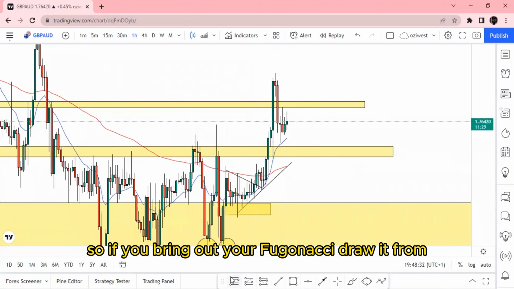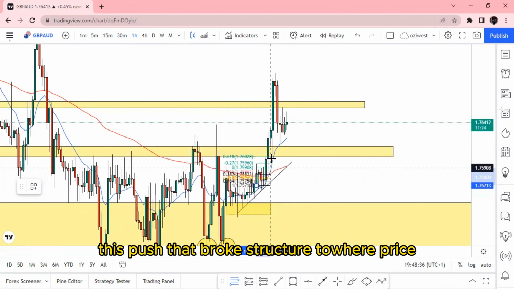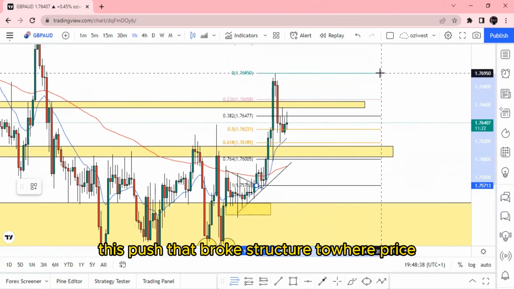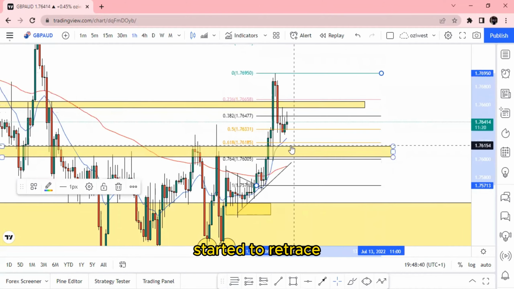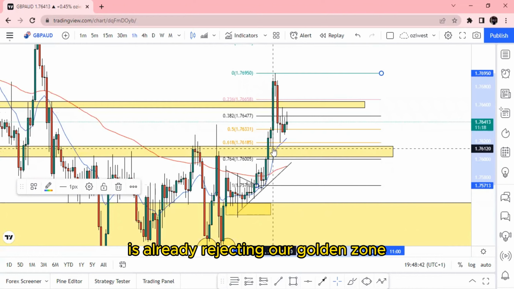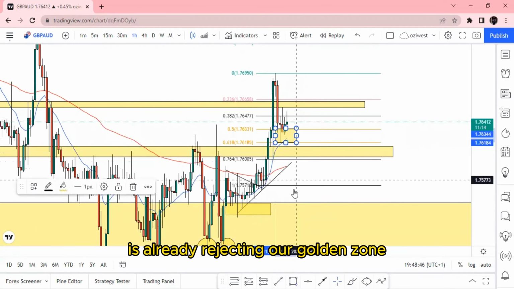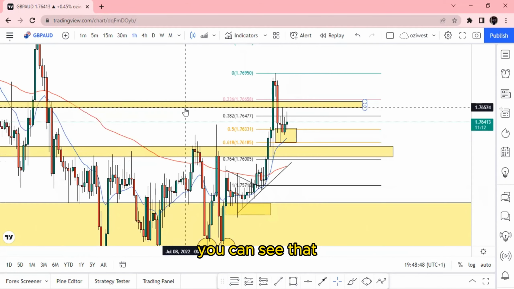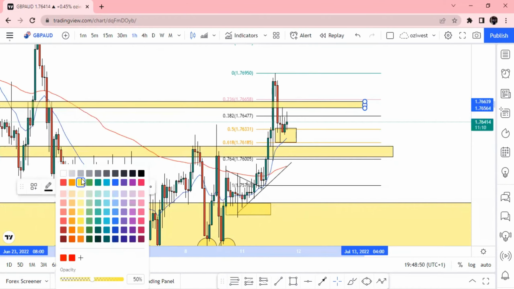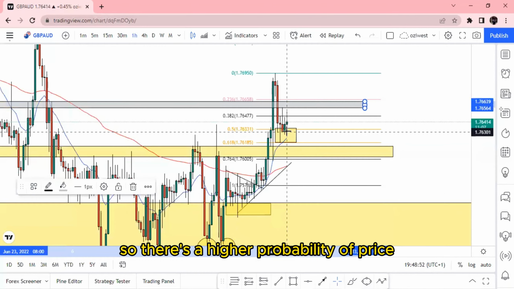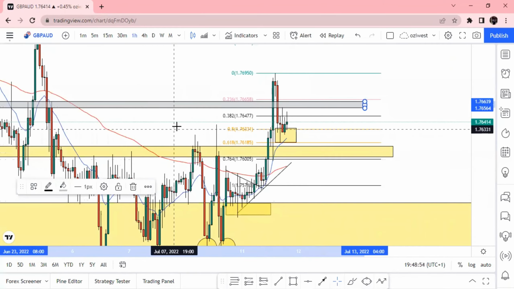So if you bring out your Fibonacci, draw it from this push that broke structure to where price started to retrace, you notice that price is already rejecting our golden zone. So there's a high probability of price continuing to the upside.